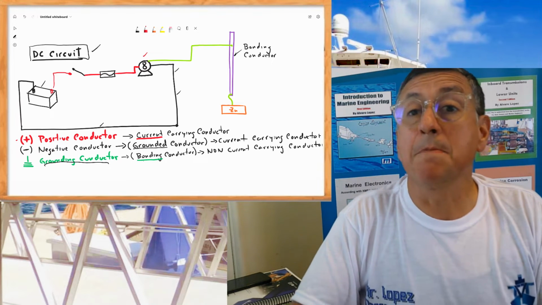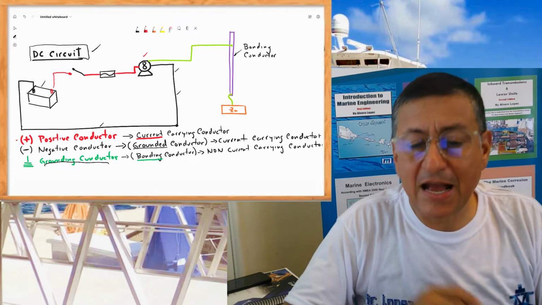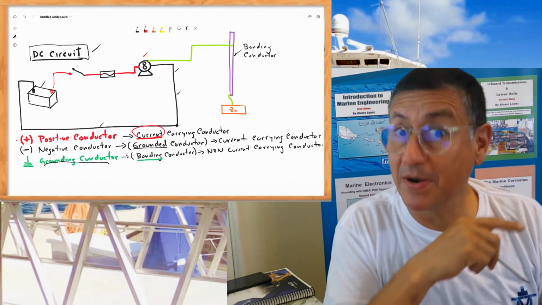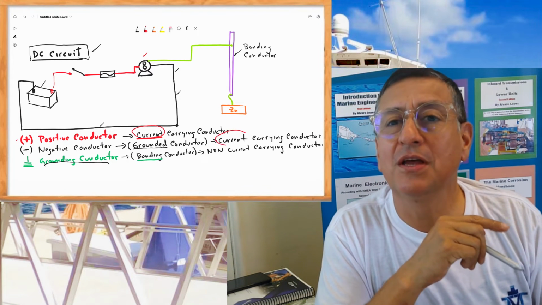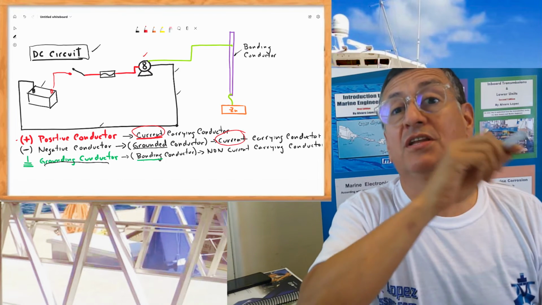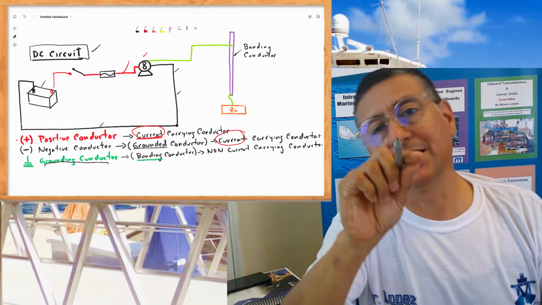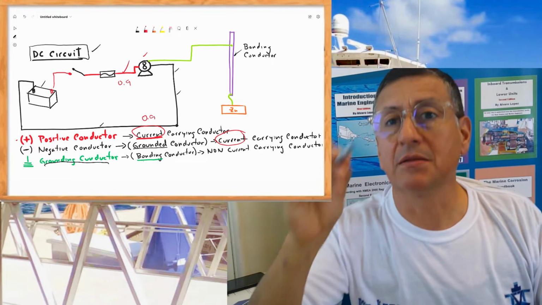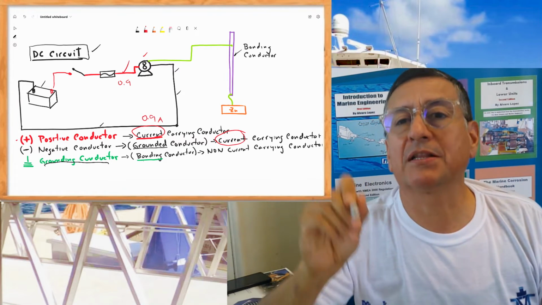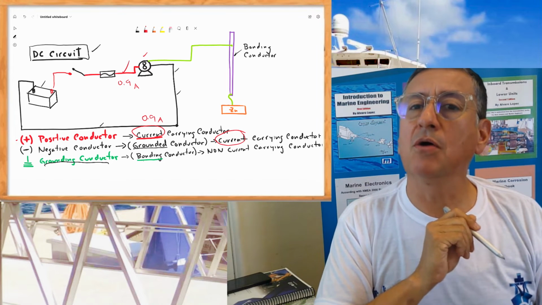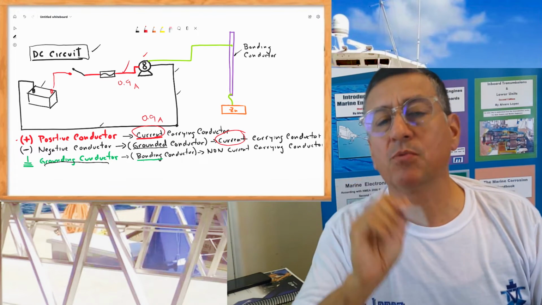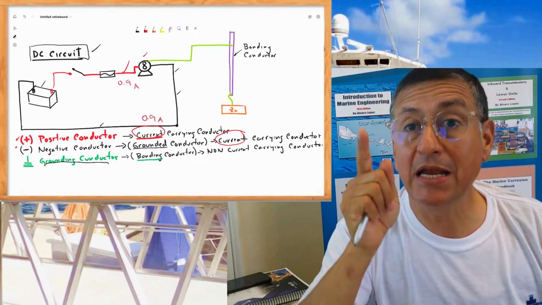Okay, both of them, the black and the red, are current carrying conductors, because remember in the previous animation, the current in the positive 0.9 amps and the current in the negative 0.9 amps is constant in that particular circuit. Okay, wow, both of them, the positive red one and the negative black one, are current carrying conductors.